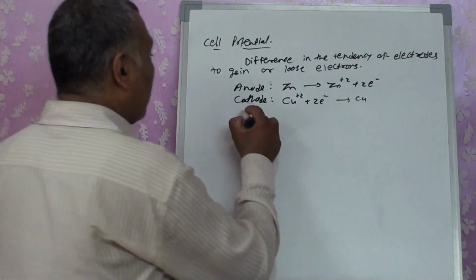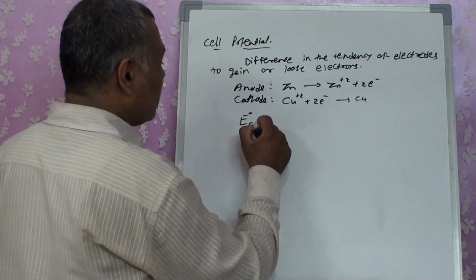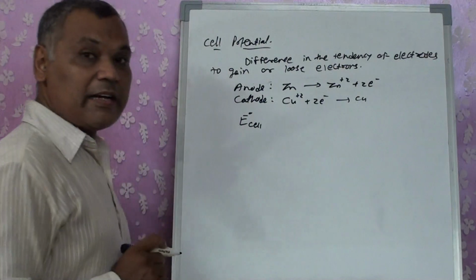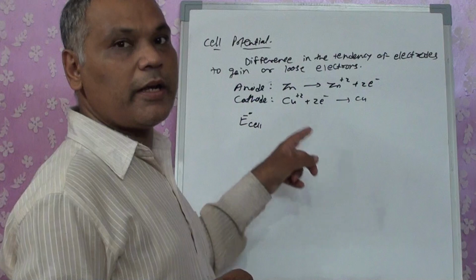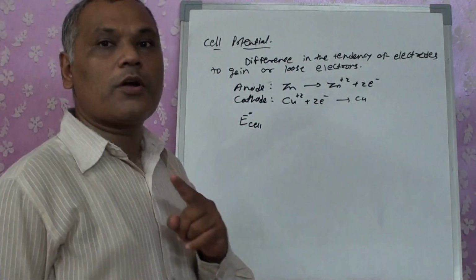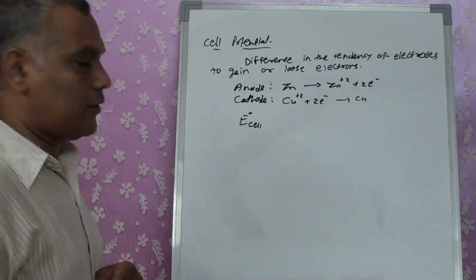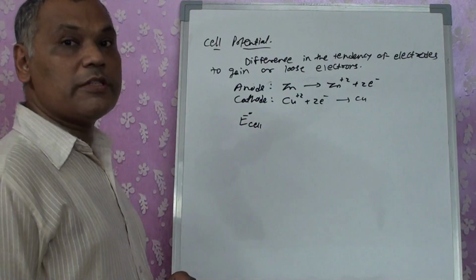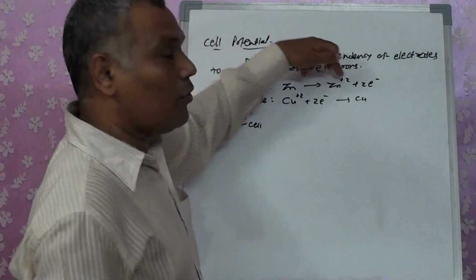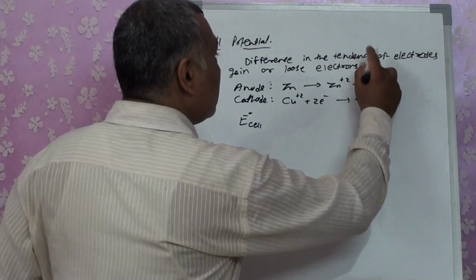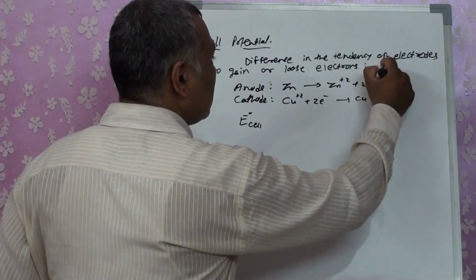But still, when I want to calculate the standard cell potential, it means both these solutions, both anode and cathode, will have 1 molar concentration at 25 degrees Celsius. So I am calculating the standard cell potential: the difference in the tendency of the electrode to gain or lose electrons in standard conditions.